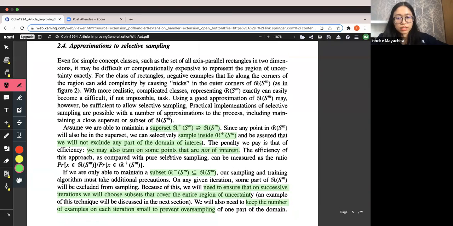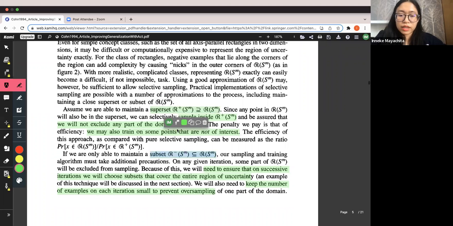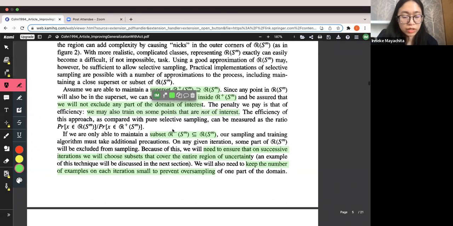The next section mentions that if we only want a precise concept, that would be an intractable problem, so they approximate this concept area. We have the superset of the region of uncertainty: if we sample inside the superset, we are sure that the points of interest are covered, but there is a possibility that the points we sample from the superset are not useful because it covers more examples than the actual useful examples.